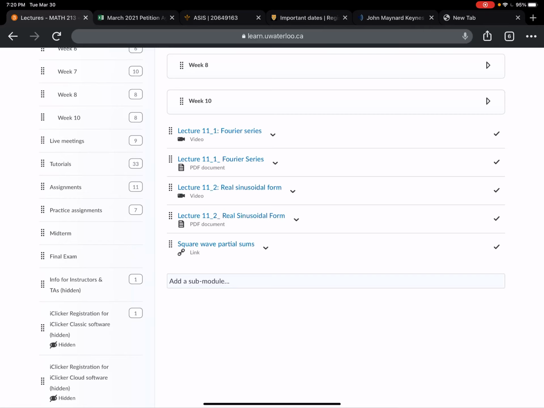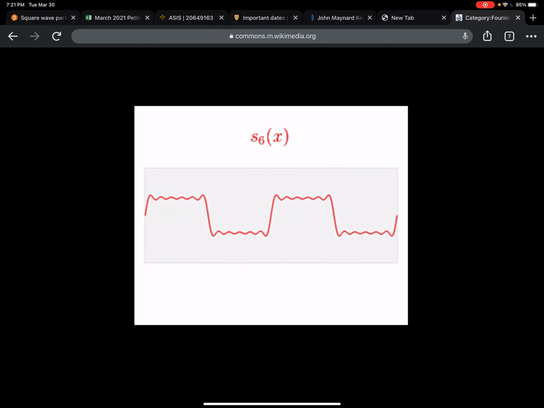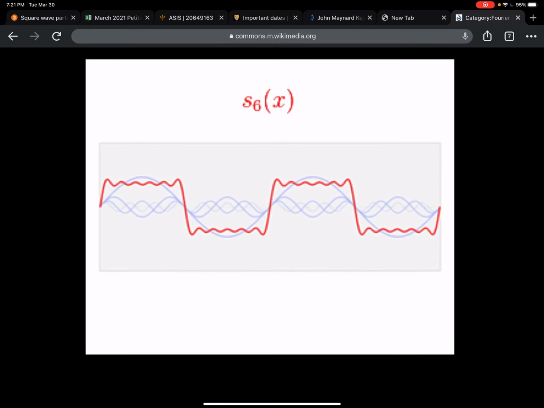One of the advantages of the real form of the Fourier series is that you can actually draw the partial sums. So if we just sum the real Fourier series from n equals 0 to n equals 6 for the square wave, this is the sort of thing that we get. This is the sum of those terms up to n equals 6.